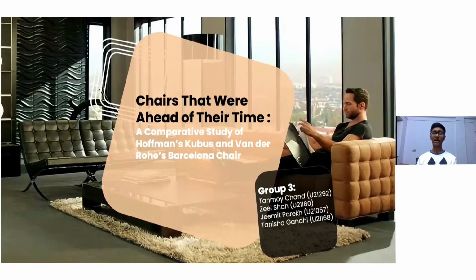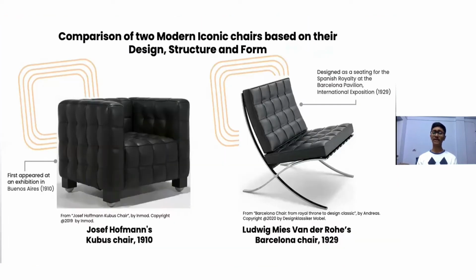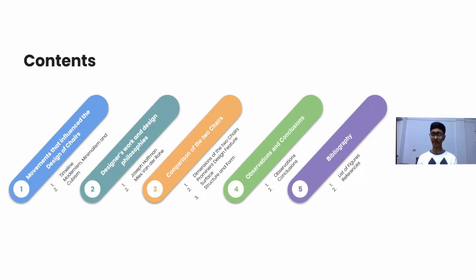Our topic is chairs that are way out of the time, a comparative study of Josef Hoffmann's Kubus armchair and Mies van der Rohe's Barcelona chair. This research was done to get an idea of the designers' ideologies, materials, and techniques used to achieve the structure and form of the two chairs, as well as the influence of certain movements on the design of both chairs. We would like to compare these two chairs on the basis of design, structure, and form. These are the topics that, in brief, we will be elaborating upon.